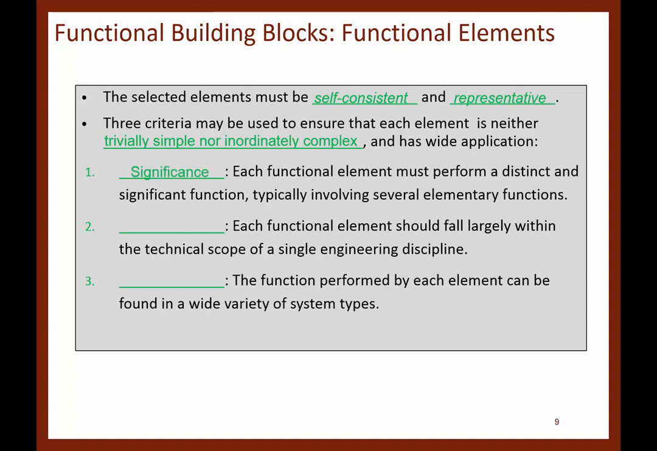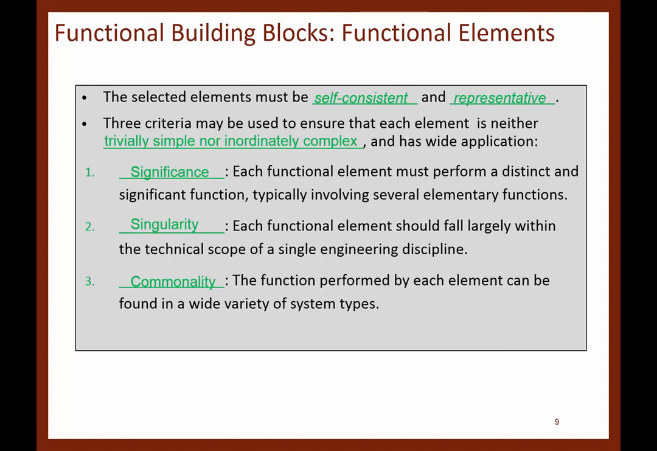First one is significance. Each functional element must perform a distinct and significant function, typically involving several elementary functions. Two, singularity. Each functional element should fall largely within the technical scope of a single engineering discipline. And number three, commonality. The function performed by each element can be found in a wide variety of system types.